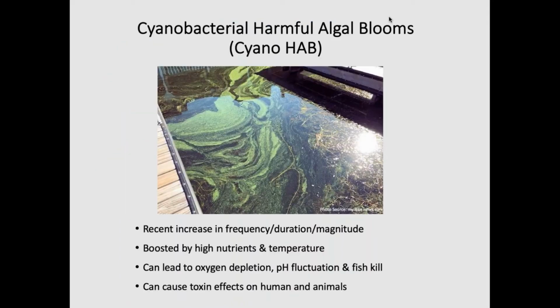However, under the influence of global climate change and human-induced eutrophication, the balance is broken. The excess growth of cyanobacteria forms Cyanobacteria harmful algal bloom, or CyanoHAB. Researchers around the globe have been documenting more frequent harmful algal blooms at increased duration and magnitude, likely boosted by high nutrients and temperature. This CyanoHAB can lead to oxygen depletion, pH fluctuation, and fish kill in water bodies. Additionally, many cyanobacteria can produce cyanotoxins that pose health risks to both humans and animals.